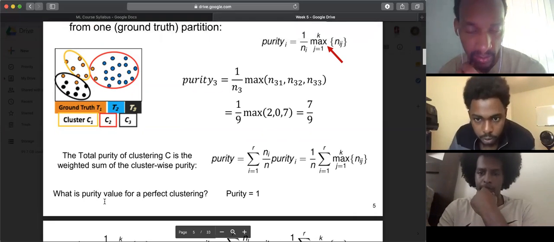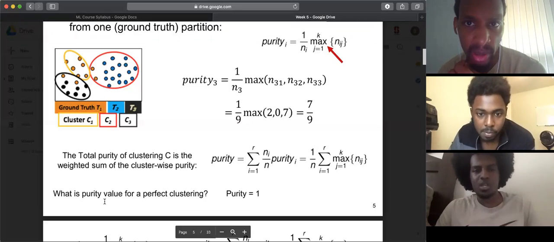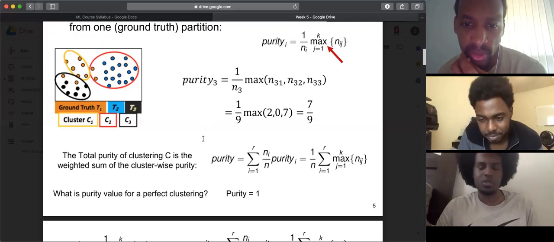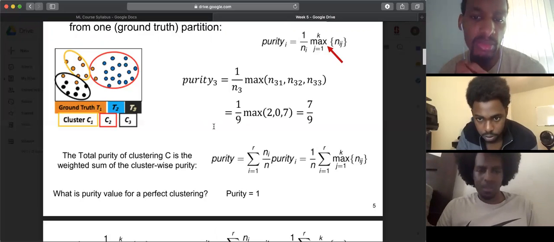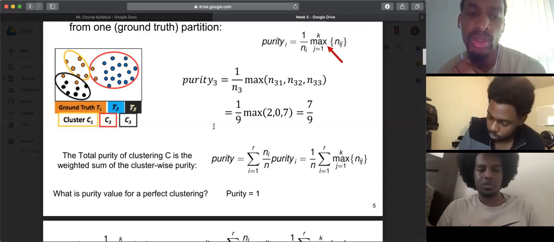Where R represents the number of clusters. No, the radius of the clusters. No, you're right, it's the number of clusters. Sorry, there is another place where R represents radius. My mistake. And N represents the number of points. Exactly. So what is the purity value for a perfect clustering?